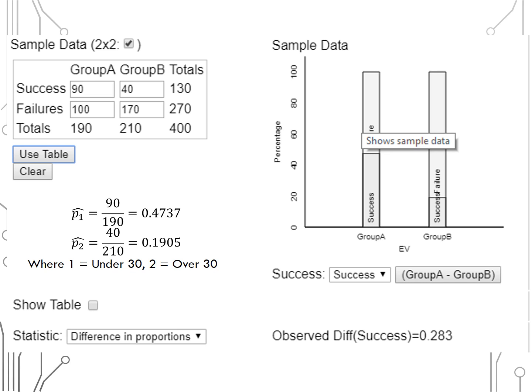The observed difference in proportions is 0.283, or p hat 1 minus p hat 2 is 0.283. This would be interpreted as the proportion of people under 30 who always speed is 0.283 higher than the proportion of people over 30 who always speed. This value would be our observed statistic, or the observed difference in proportions is the observed statistic for two categorical variables.